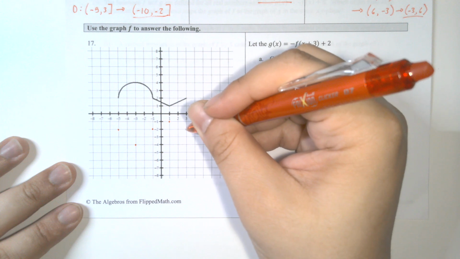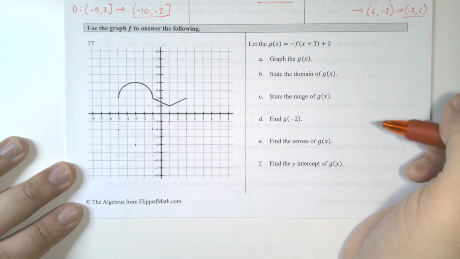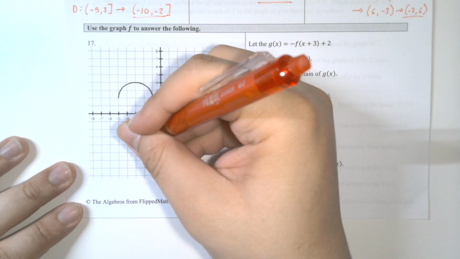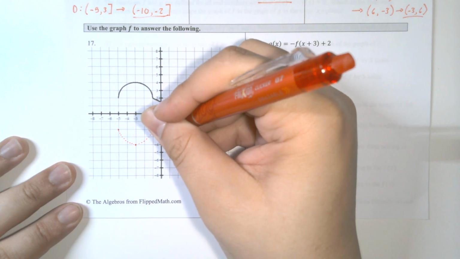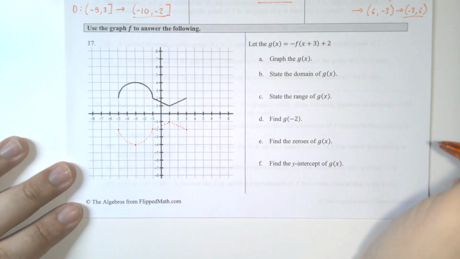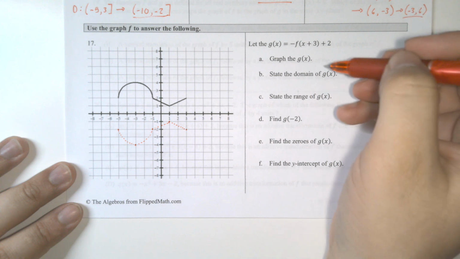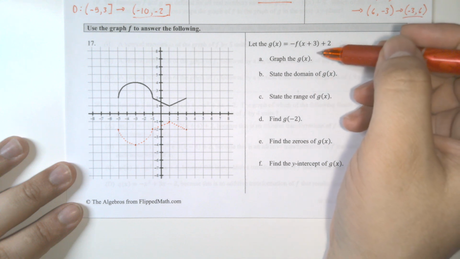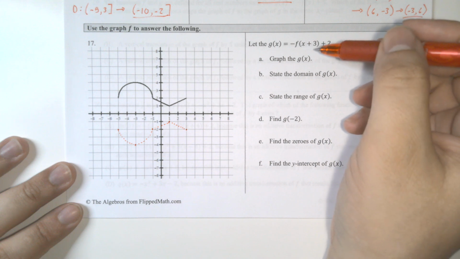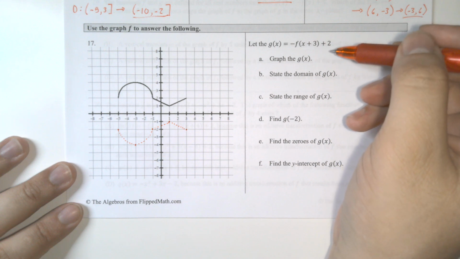This is going to go right there. This is going to go right there. And so this is what our function looks like so far, just by negating the y values. Okay, but we also have to do the other transformations. We're going to do left 3 and then up 2.